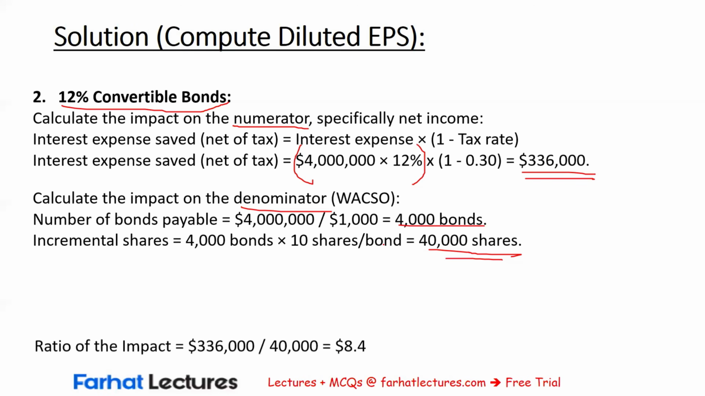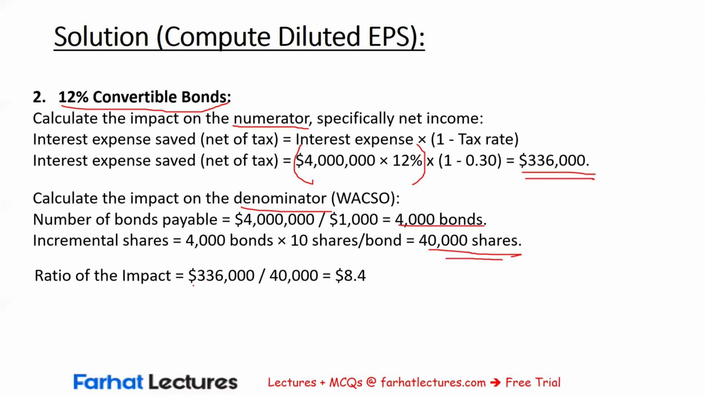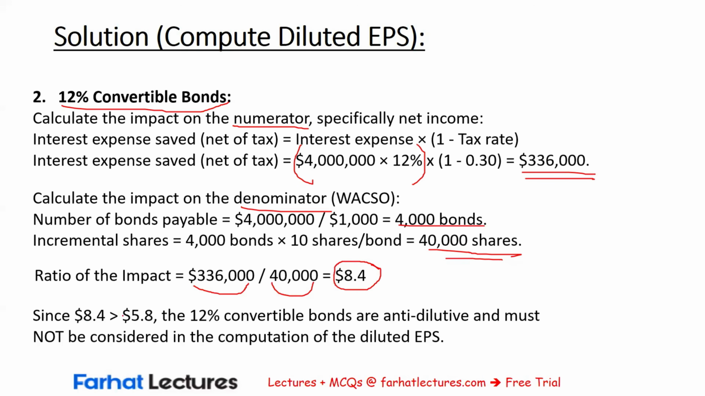What's the ratio? The ratio of the impact is 336,000, the addition to the numerator, divided by the addition to the denominator, and the answer is $8.4. Now, this amount is higher than the basic EPS, and therefore, these convertible bonds are considered anti-dilutive and must not be considered in the computation of the diluted EPS.